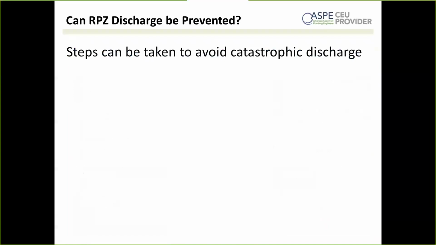So, we learned what causes RPZ discharge and how to do some basic troubleshooting. Now, how do we actually prevent it? First thing I'll say is that there's nothing you can do to 100% guarantee that an RPZ backflow preventer will not discharge out the relief valve. But there are things you can do that will really help and definitely keep it from being a catastrophic situation.